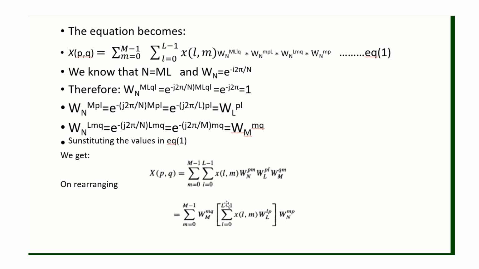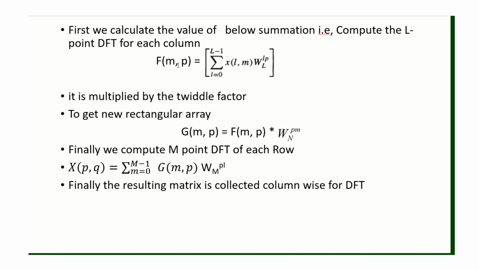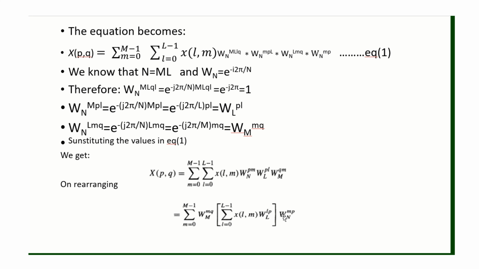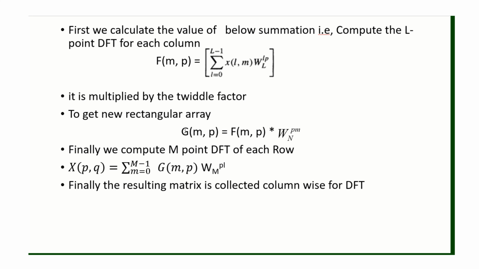First, we are going to compute the equation which is inside the bracket, then multiplying it with the omega N power mp, which in this case we are going to call as a twiddle factor. See, now what we are doing, we are going to calculate which is inside the bracket. That is, I am representing that with the help of f of m comma q. So after computing this, we are going to multiply it with twiddle factor. So this is the twiddle factor we are going to represent. So the whole value I am representing as g of m comma p. So g of m comma p is nothing but f of m comma p into twiddle factor.